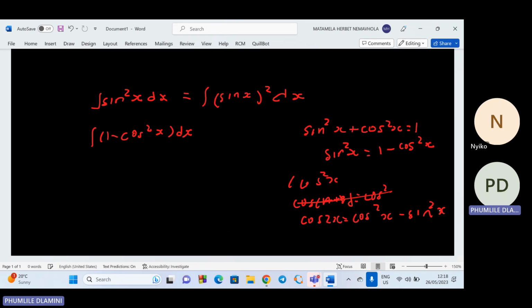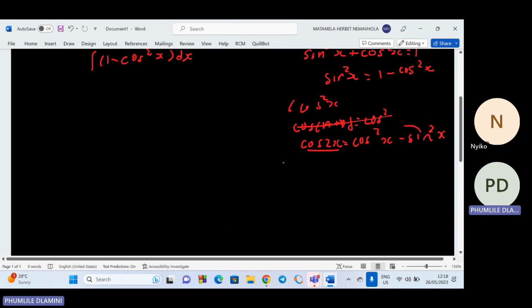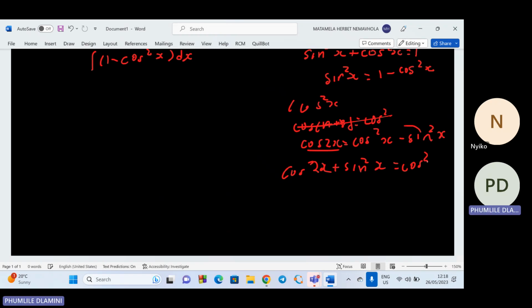So which means now, if I have cos 2x, I can change this one to come to the other side. Then my cos 2x plus sine squared x is going to be equal to cos squared x. So if I change that, I can write it as cos 2x plus sine squared x, which is equal to cos squared x.